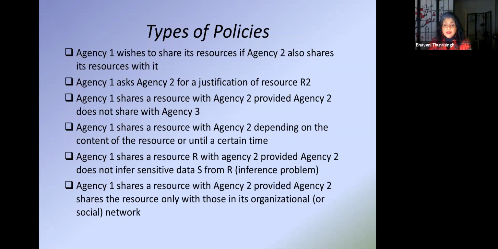We justify. Agency 1 shares a resource with agency 2, provided agency 2 does not share it with agency 3. So John tells Mary, okay, I will share the secret with you, but don't tell that secret to Paul, okay? And again, we don't know whether Mary is going to tell the secret to Paul, but we have to do some auditing and accountability after that, just to make sure the policies are not violated. Agency 1 shares resources with agency 2, depending on content of the resource or until a certain time. Agency 1 shares a resource with agency 2, provided agency 2 does not infer sensitive data.